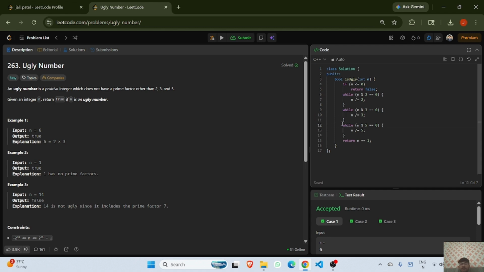Now we use while loops. First, while the number is divisible by 2, divide it by 2. In the second loop, if the number is divisible by 3, then divide it by 3. If the number is divisible by 5, then divide by 5. If the remaining number is exactly equal to 1, then it means it is an ugly number, so return true. Otherwise, return false.